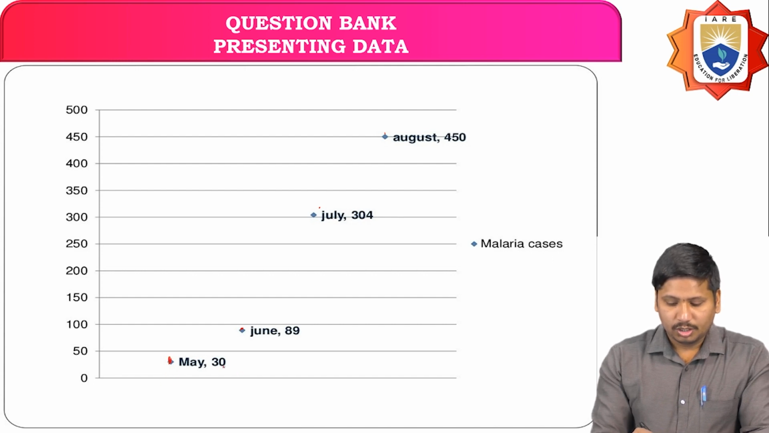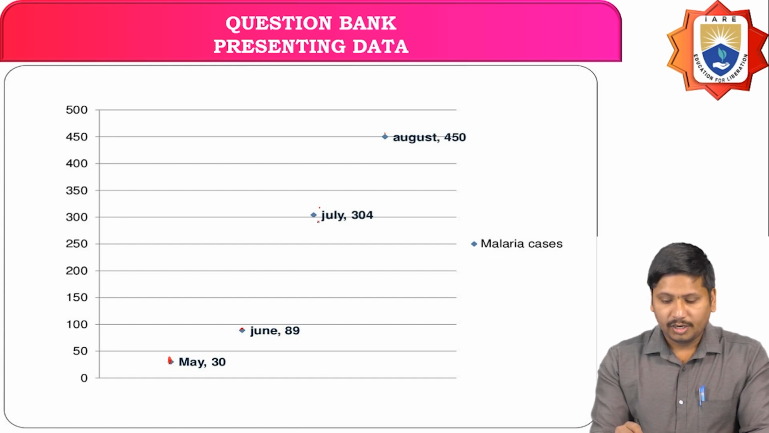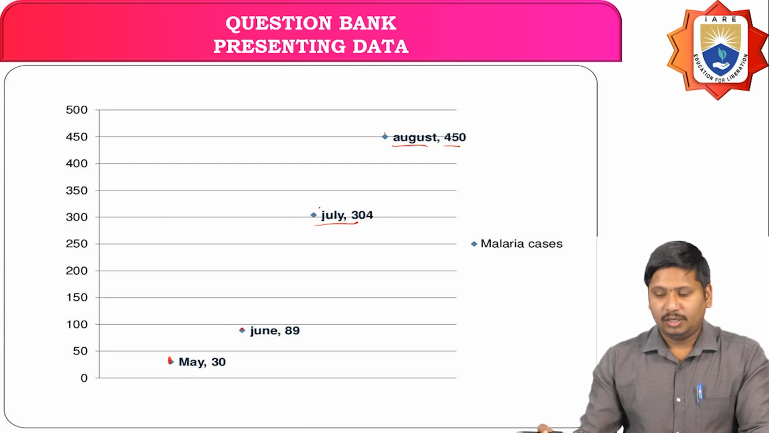For example, in May 2030 and June 89, this is how many people were affected by malaria cases. When it got to 300 people affected in July, 304 cases, and in August 450 cases. So like this, I can construct the scatter diagram.